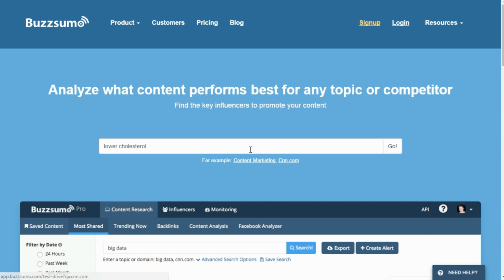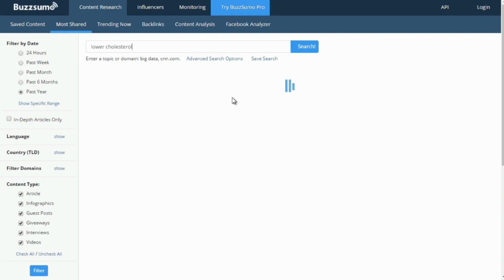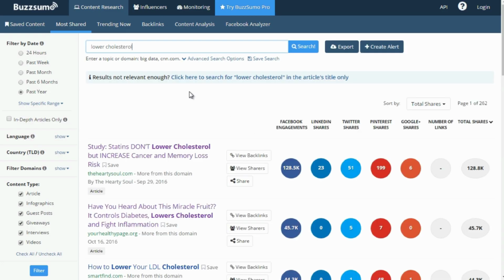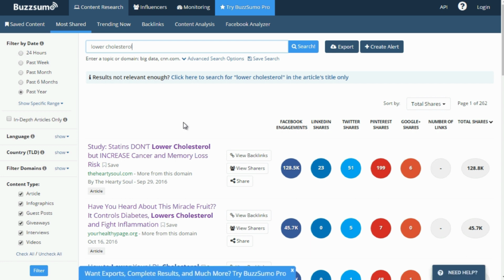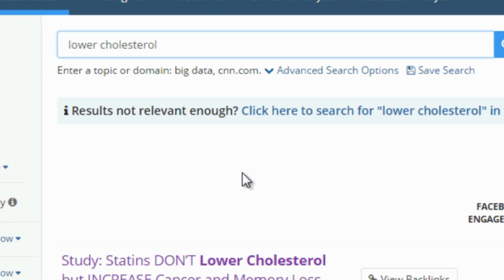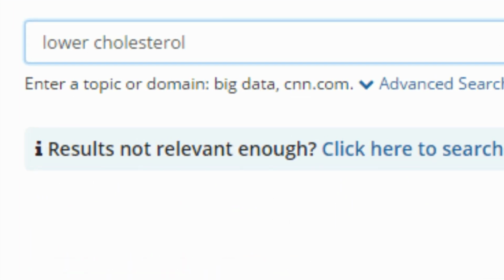So if I go here and type in, let's say for example, lower cholesterol, let's see what we get. Now, one thing to note is that BuzzSumo is a paid tool, but it will allow you to do some free searches as well. If you want to pay for it later, that's fine if you get really serious. But for now, as you're starting out, you don't really need to pay for it.